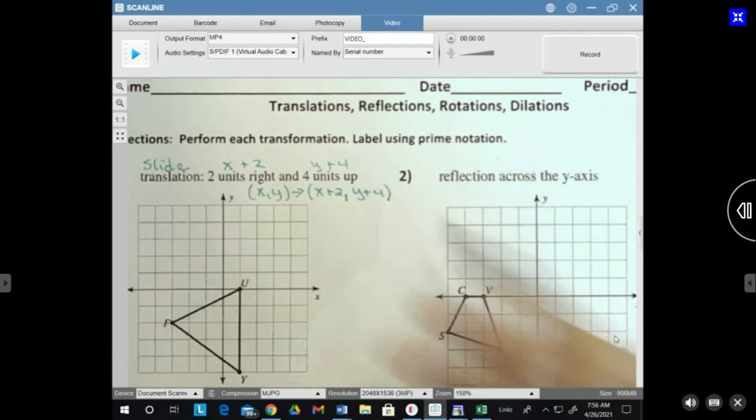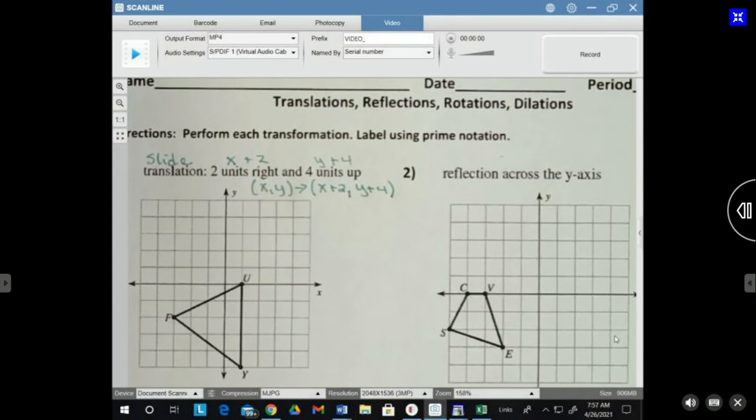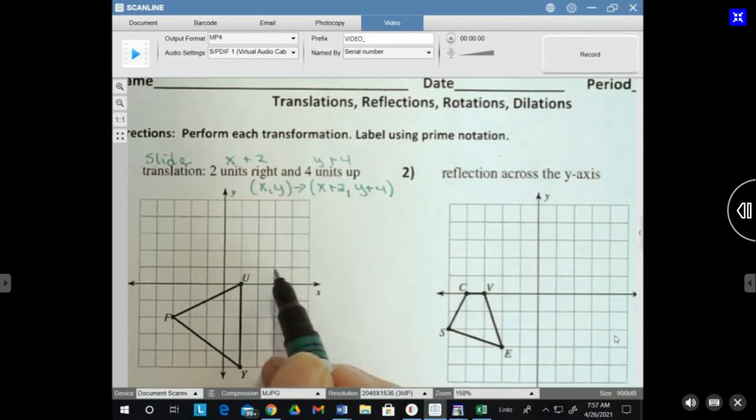Okay. Anybody want to go up and do the actual translation? You don't have to give me points. Just write 2 up 4. 1, 2, 1, 2, 3, 4. No? Too easy.